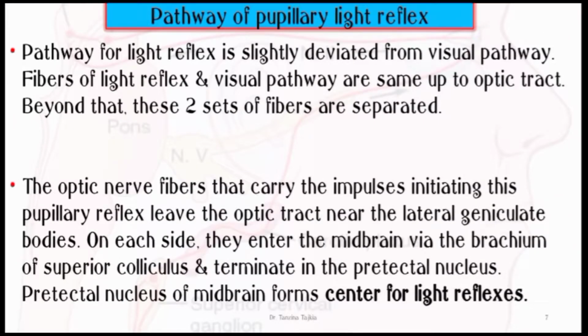The pathway of the light reflex is slightly deviated from the visual pathway. The fibers of the light reflex and the visual pathway are the same up to the optic tract. Beyond that, these two sets of fibers are separated. The optic nerve fibers that carry the impulse initiating this pupillary reflex leave the optic tract near the lateral geniculate bodies. On each side, they enter the midbrain via the brachium of the superior colliculus and terminate in the pretectal nucleus, which forms the center of light reflexes.